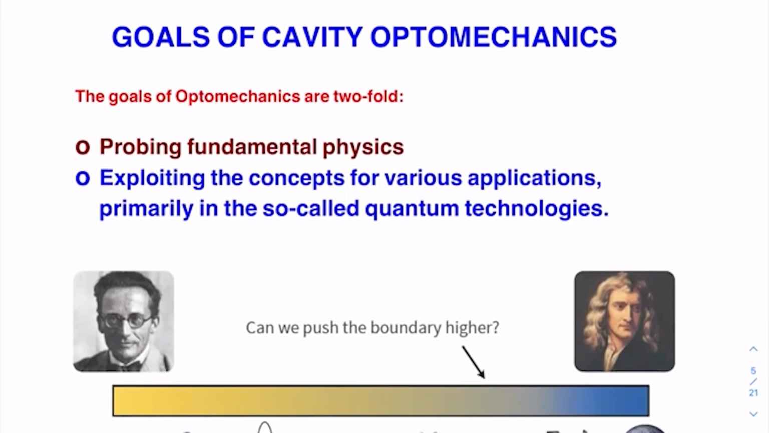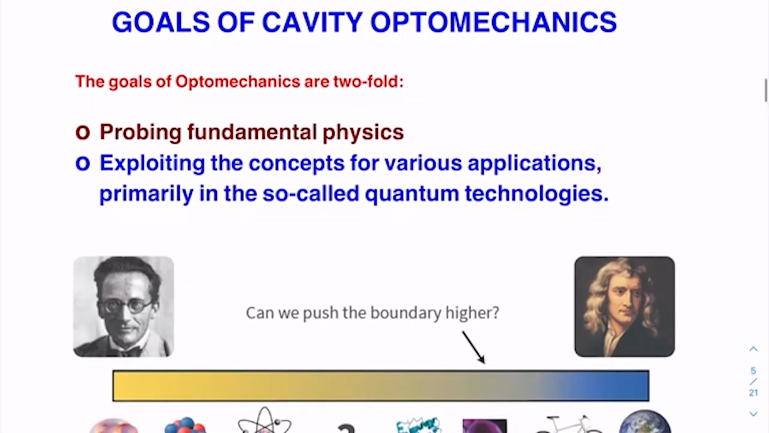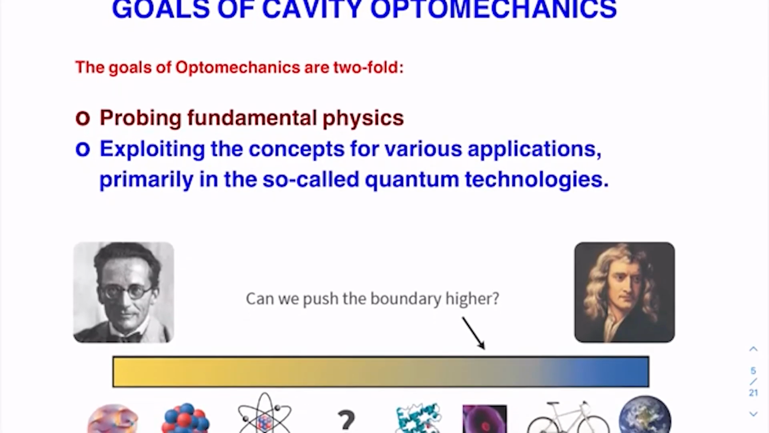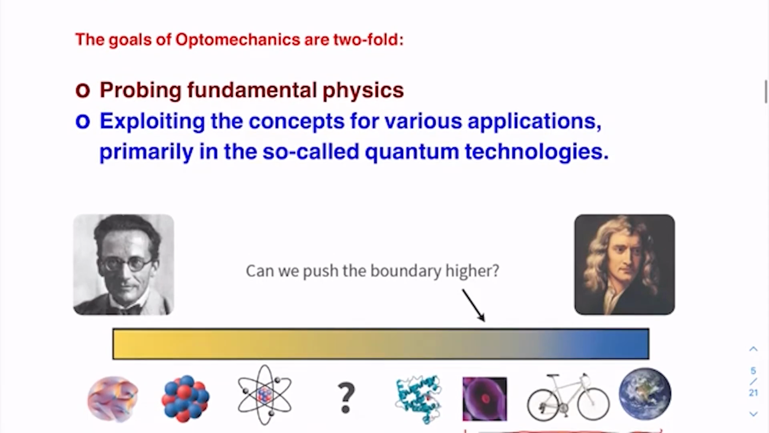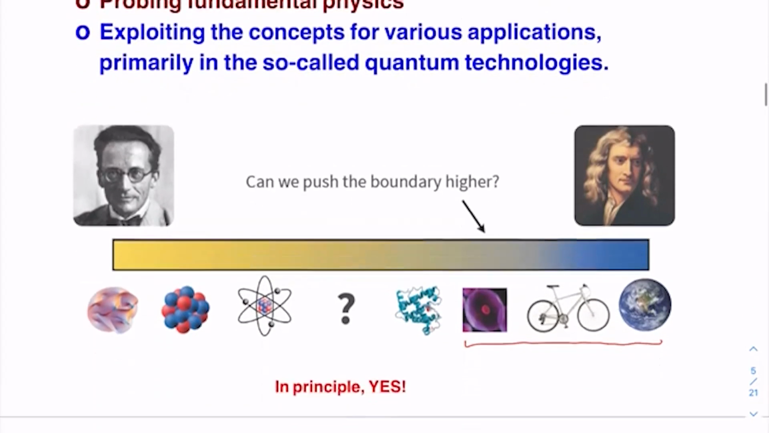Firstly, not necessarily firstly, one of the goals is to probe fundamental physics and to exploit these concepts for various applications, primarily in the so-called quantum technologies. And one of the very ambitious goals is to push the so-called classical and quantum boundary. And the idea is whether we can push this quantum boundary towards the higher. That means whether we can apply quantum mechanics to massive objects like this. And that is one of the very ambitious goals. In principle, yes, we can do that.